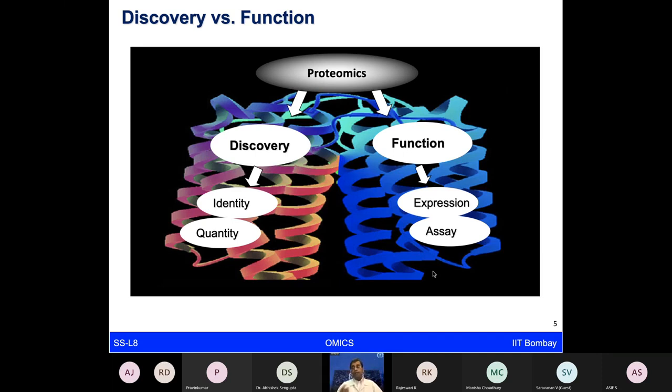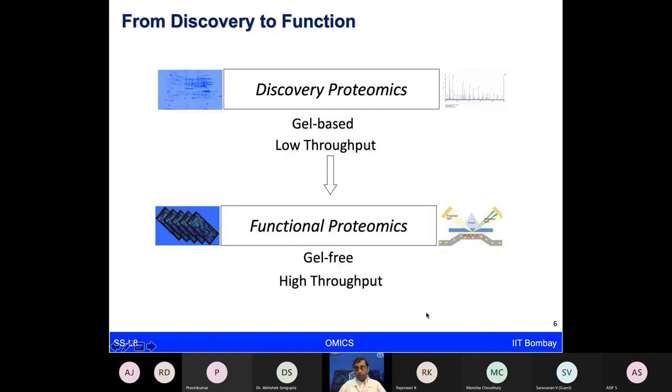So we are looking at the identity of a given protein or at quantification of a given protein, in a healthy versus disease kind of case. Or we also want to identify the function of a given protein, where this protein is getting expressed, what type of assays we can develop to identify those proteins, to characterize the protein, and understand its function. Those come under functional proteomics.